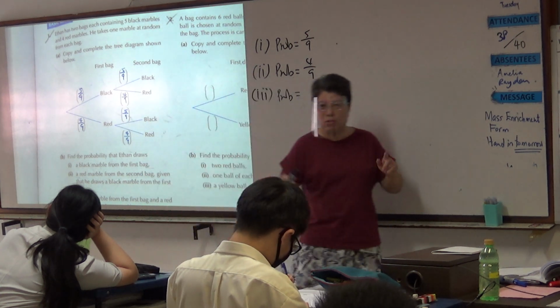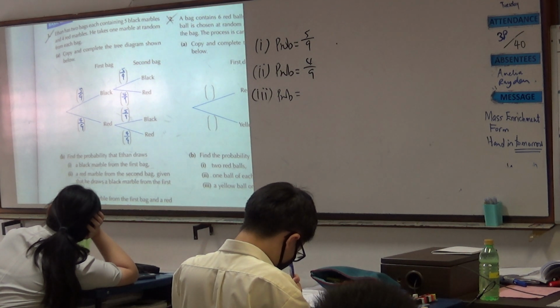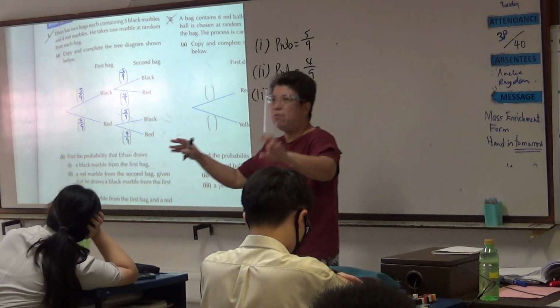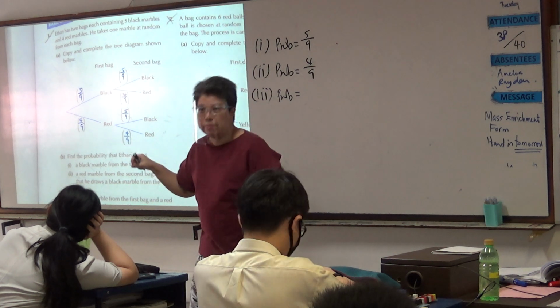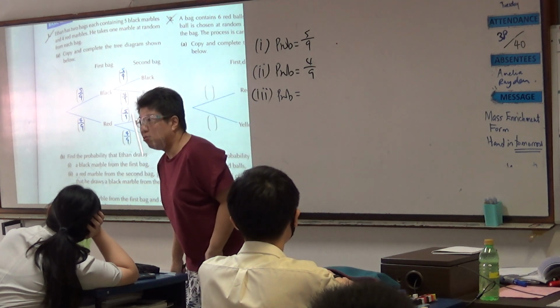Look at part 2 again. Part 2 says what? A red marble from the second bag, given that he draws a black marble from the first bag. Now, first bag already drawn already. Second bag, you want to draw a red marble. It's independent of the first bag, am I right? That's why it's 4 over 9. Is that clear?